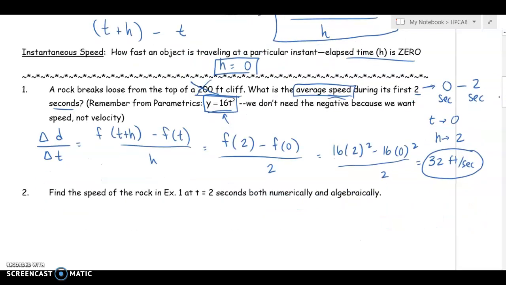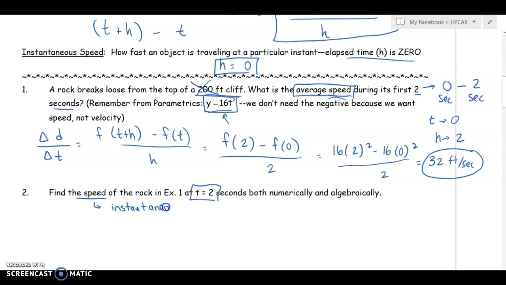All right. Then we have the second part. The second part is talking about finding the speed of the rock at t equals 2. So this one's not talking about a range, it's talking about a specific time. It's not saying the first 2 seconds, it's saying at exactly 2 seconds in, what was the speed. When that's the case, you're talking about instantaneous speed.